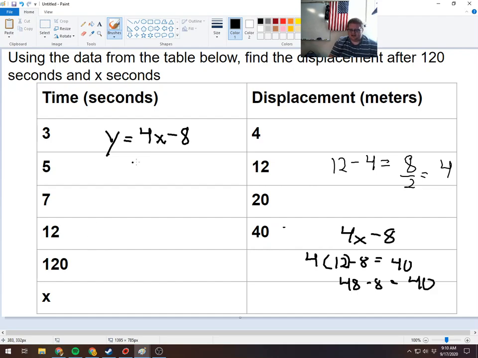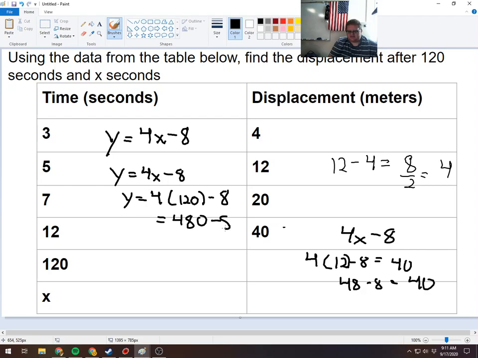So at 120, right, y is going to be, probably going to have to break out the calculator here. Let's see, 4x minus 8. Whoops, I just wrote the same thing. We want to do, for 120, 4 times 120 minus 8. Now, I can do this. 4 times 100 is 400. 20 times 4 is 80, so that's 480 minus 8. So it's going to be 472, I think.